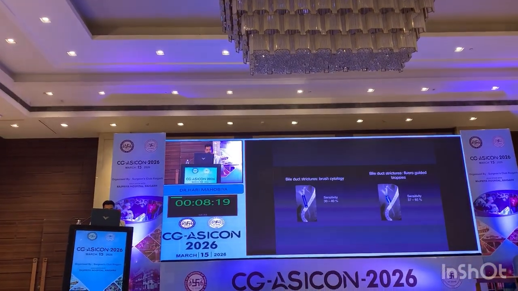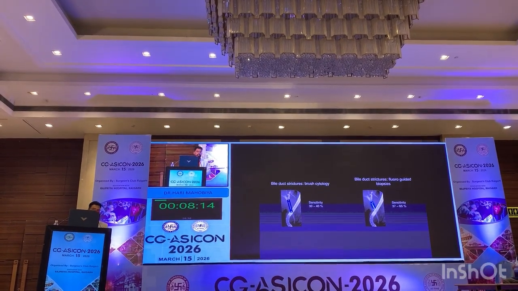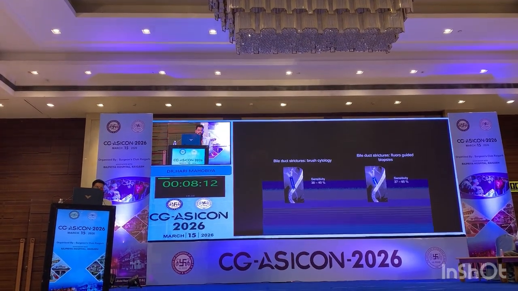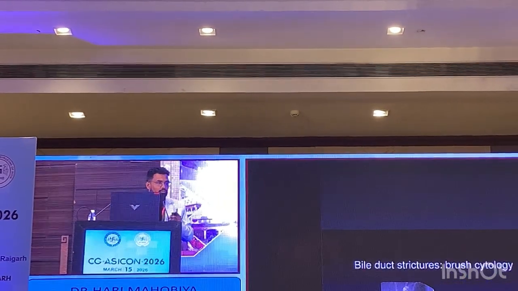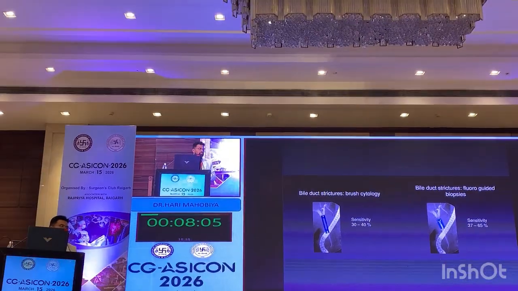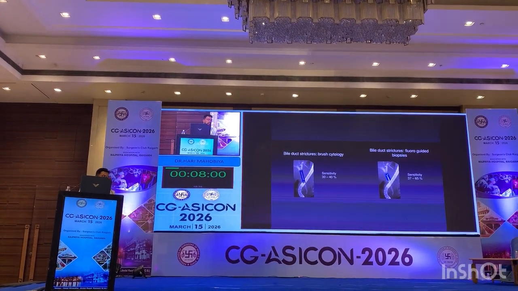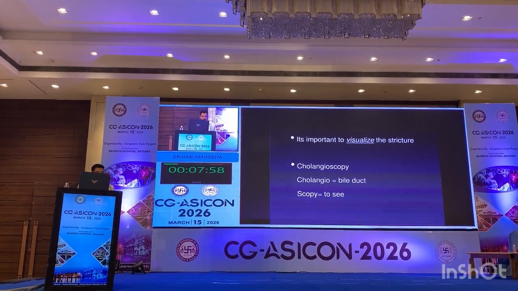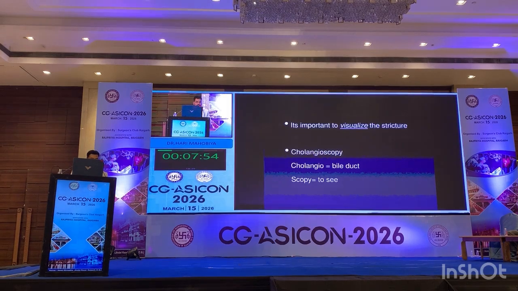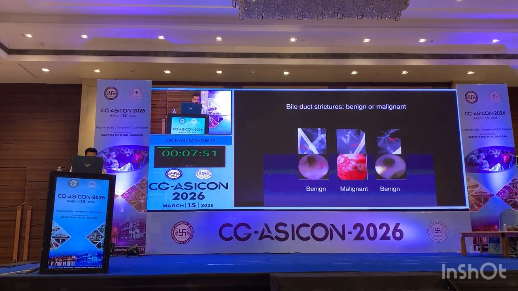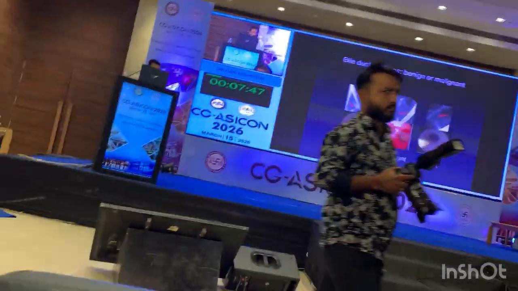So if it is a stricture and it is malignant, then we require cytology or biopsy. If we do cytology using cholangiography, the sensitivity is only 30 to 40%. If we do a fluoroscopy-guided biopsy, the sensitivity is 37 to 65%. That's why cholangioscopy comes into the picture, and cholangioscopy is just to see the bile duct. So we can identify whether the stricture is benign or malignant.